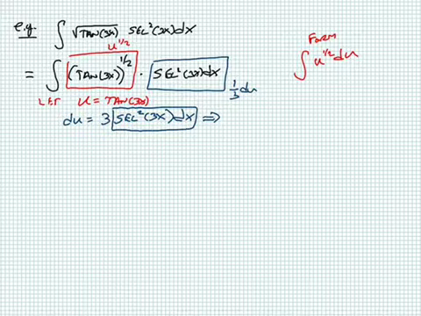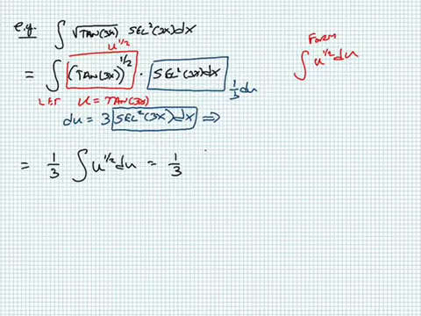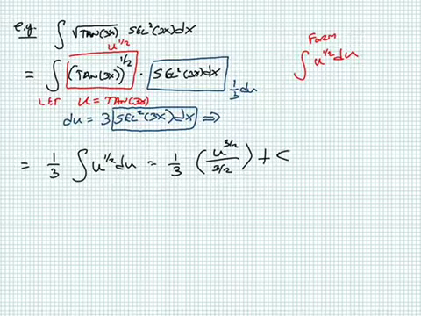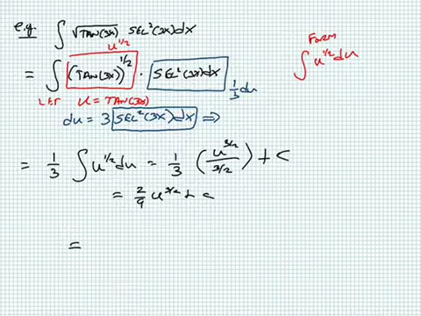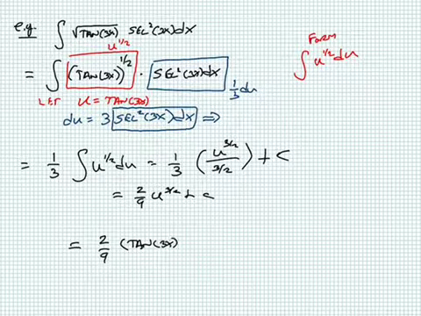Okay, so what I'm going to do is rewrite this. So I'm going to pull out the 1/3. So I've got 1/3 times the antiderivative of u to the 1/2 du, which is going to be equal to 1/3, and the antiderivative of u to the 1/2 is u to the 3/2 over 3/2 plus c. So this is going to be equal to 2/9 u to the 3/2 plus c, and I put my u back in. So the antiderivative here is 2/9 times, I'm going to write it like this, tangent of 3x all to the 3/2 power plus c.